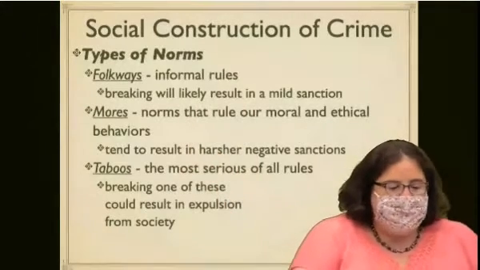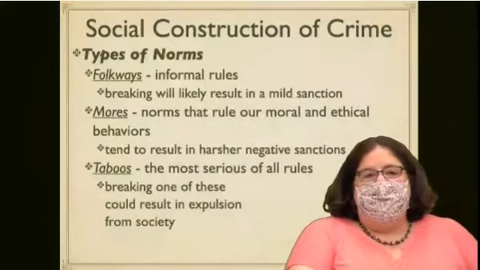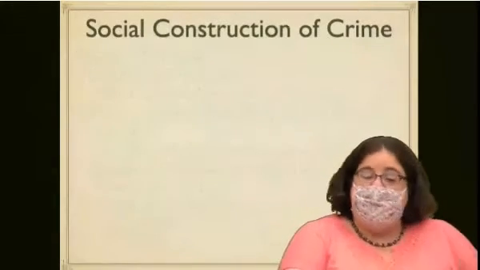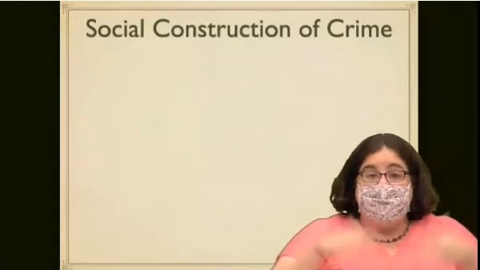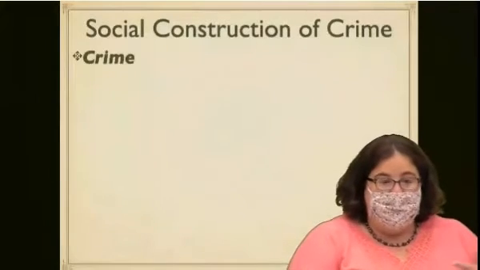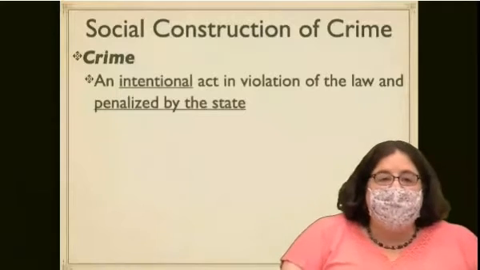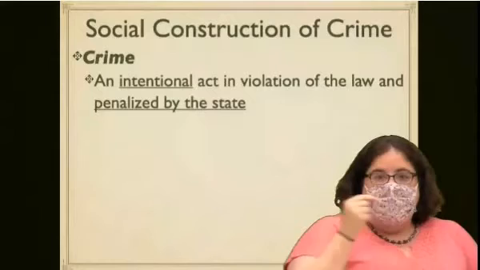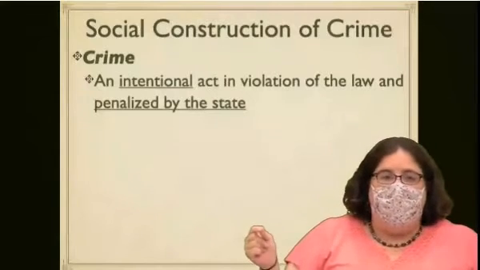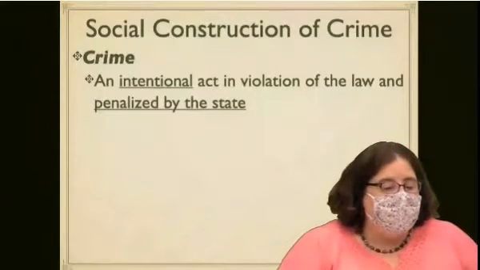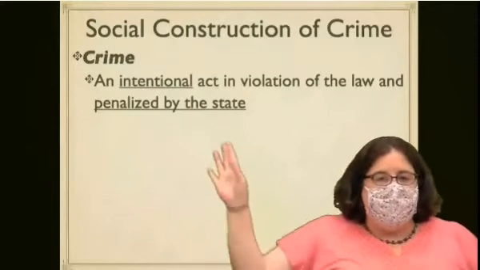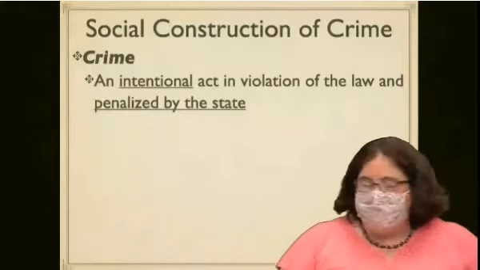All right. So that brings us to crime. Crime is a very specific kind of norm violation, right? It's not breaking any norm, it's breaking a law. So crime is defined as an intentional act in violation of the law and penalized by the state. I don't mean the state of Maine. State here is a general term to mean government, right?